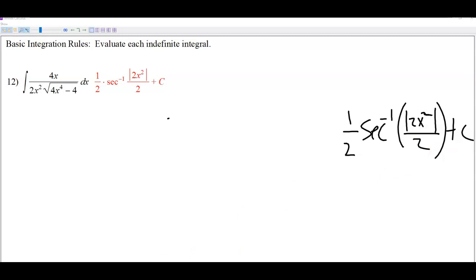Now technically though, we could erase this, and now that those are gone, we can reduce the 2's away, and we could actually just write this instead. So I have seen this software do this sometimes, so it's funny how it just doesn't make up its mind. So just make sure you know both so you can spot them both. Let's go ahead and move on to number 13.